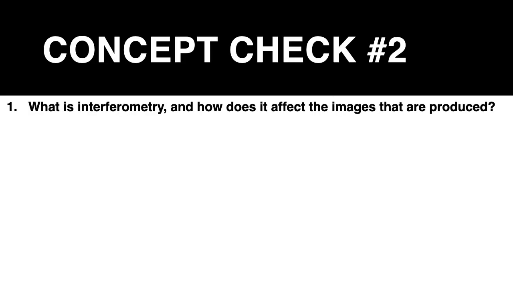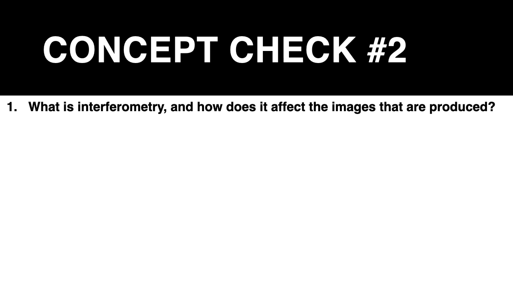Concept check number 2. Number 1. What is interferometry and how does it affect images that are produced? 2. Why do astronomers send telescopes and probes into space? 3. How are space stations beneficial? This would be a great time to pause the video, answer the questions to the best of your ability, and then resume play.